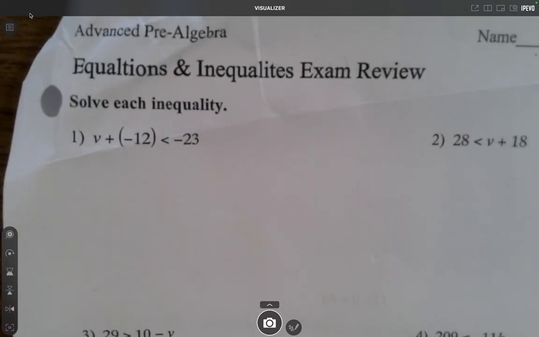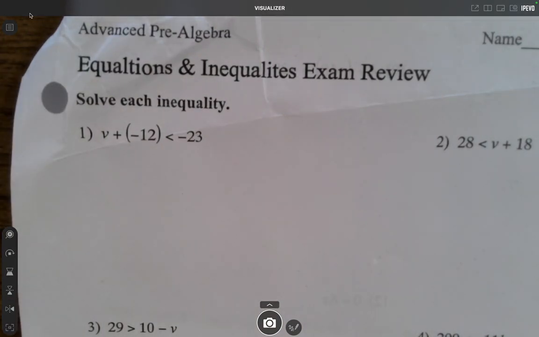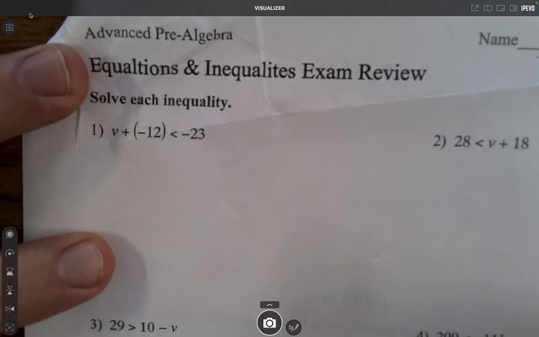This is the back page on the advanced pre-algebra review. I think we actually did, at least the year I'm making this video, we did this one very first, but it's the very last page on the review sheet. So I got a blank one so I could work through it with you and not just talk about how I worked through it. But here we go.